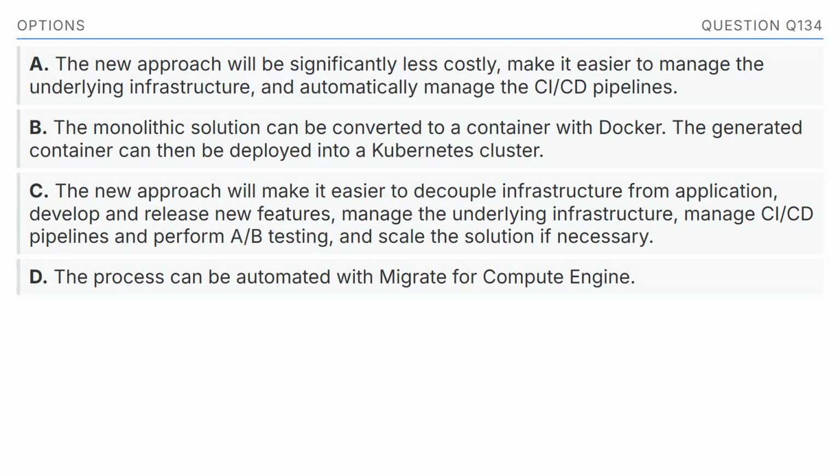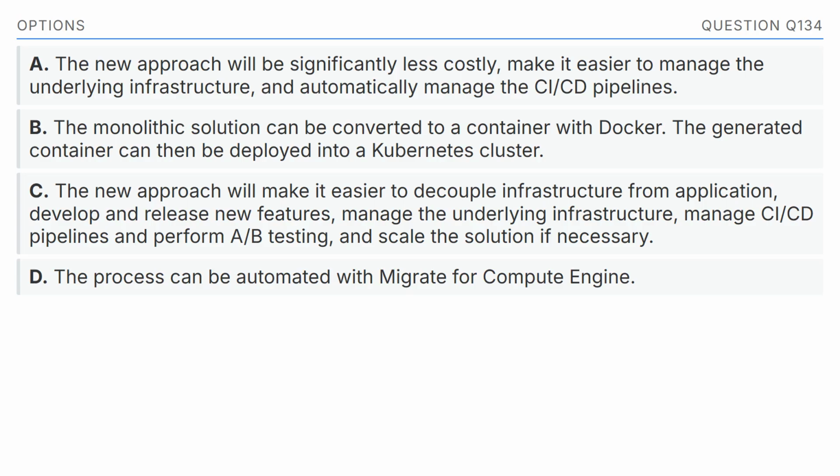The options are: Option A, the new approach will be significantly less costly, make it easier to manage the underlying infrastructure, and automatically manage the CI/CD pipelines. Option B, the monolithic solution can be converted to a container with Docker. The generated container can then be deployed into a Kubernetes cluster.